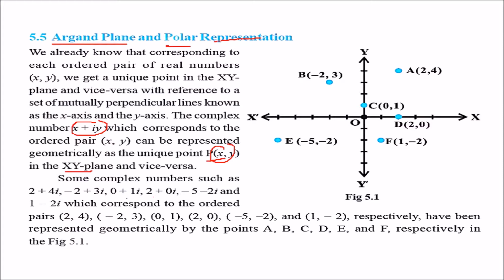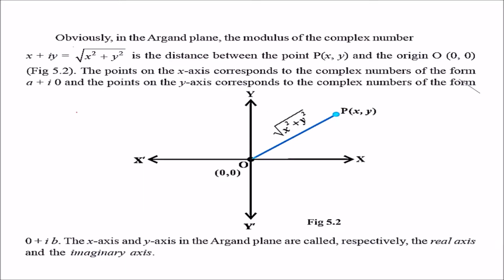If you want to represent, say, 2 plus 4i, then 2 and 4 are the xy coordinates. Again, minus 2, 3, and for this you have 0, 1, 2, 0, minus 5, minus 2, 1, minus 2. All these are the coordinates, and you can see the points here exactly like the Cartesian, but here we call this the Argand plane.